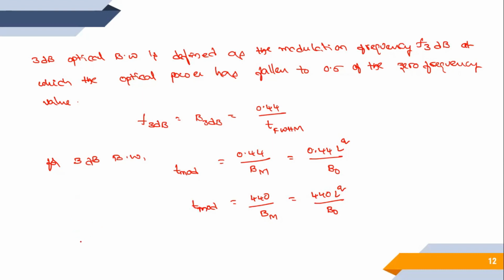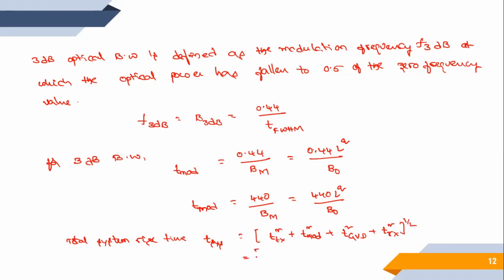So based on this, the total system rise time, generally it is taken as (Tx square plus T mod square plus TGVD square plus T receiver square) whole to the power 1 by 2. And based on the expressions we have, you can express this as (Tx square plus (440 L to the power of Q by B naught) whole to the power of 2 plus (TGVD, expressed as D L sigma lambda) square plus (350 by B Rx) whole square) whole to the power of 1 by 2. So this is the rise time concept. Thank you for watching.